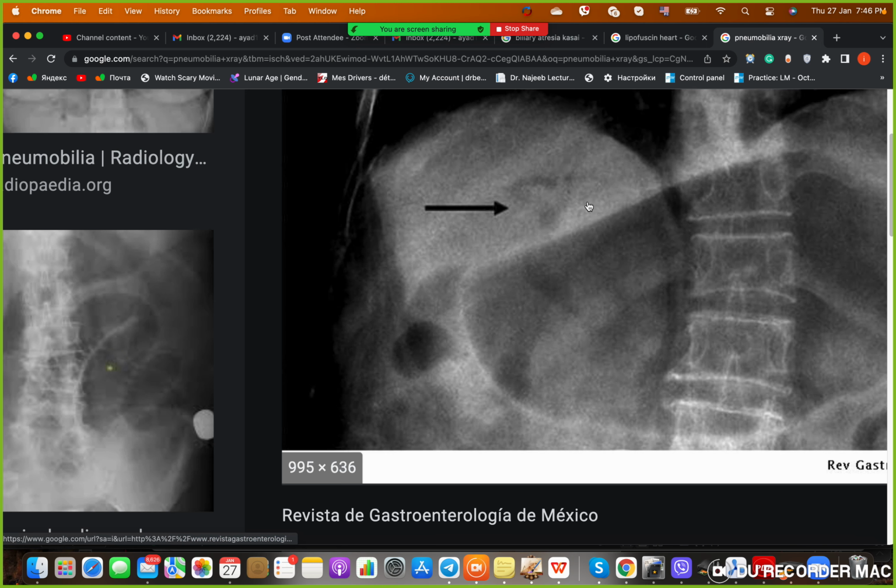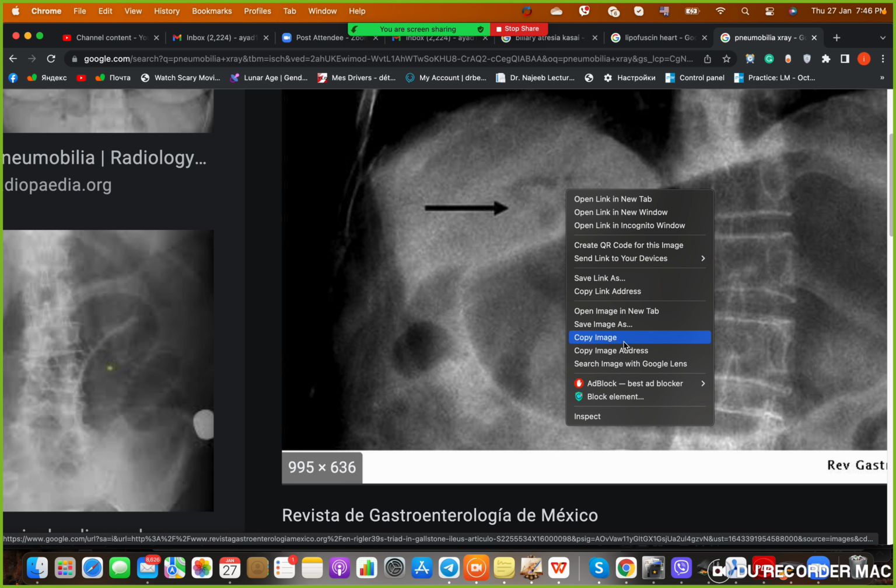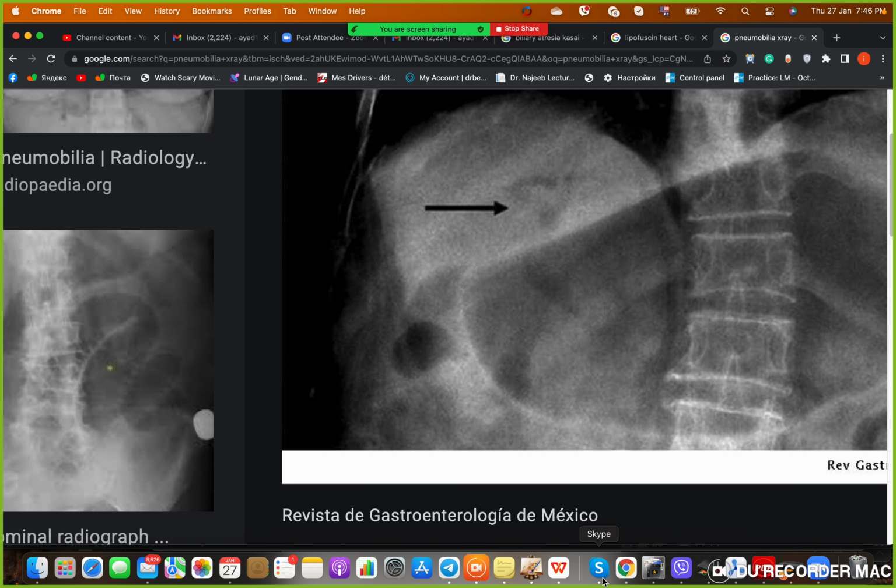You can take a look at this one. Yes, okay, that's what I was looking for. Can you see this haziness? This is air. Air should not be there. Should not be near the liver.